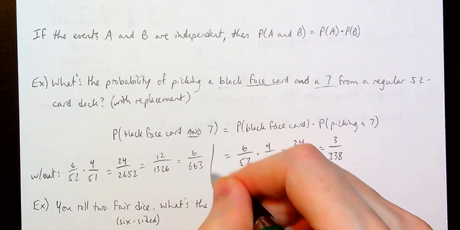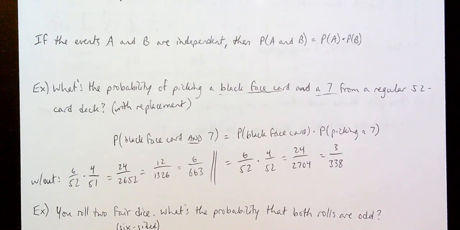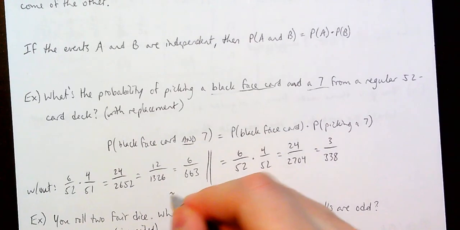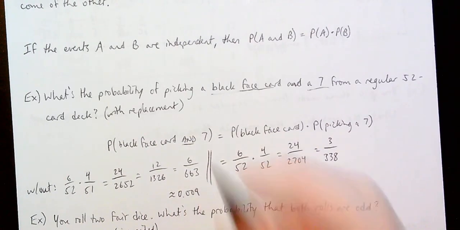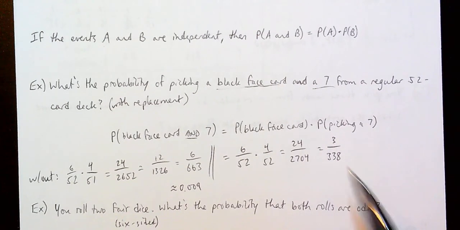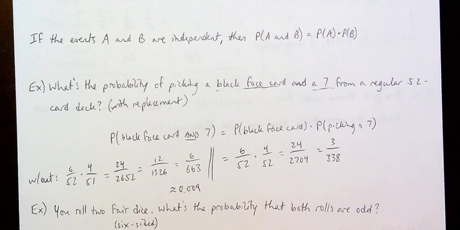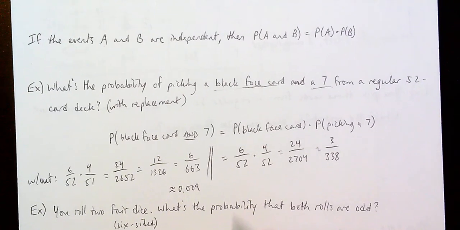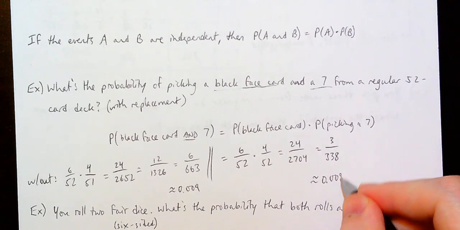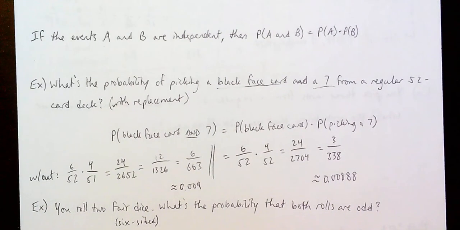So a little bit different of a probability here. If you do 6 over 663, you get approximately 0.009. If you do the probability calculation that we did first time through, 3 over 338, you get approximately 0.00888. So slightly smaller probability.